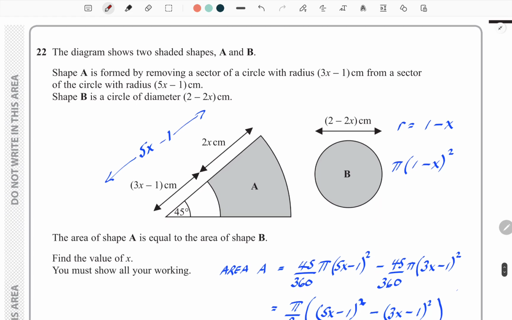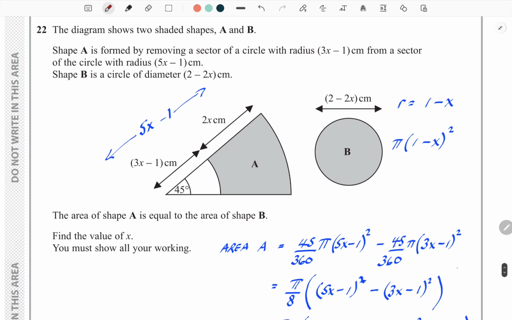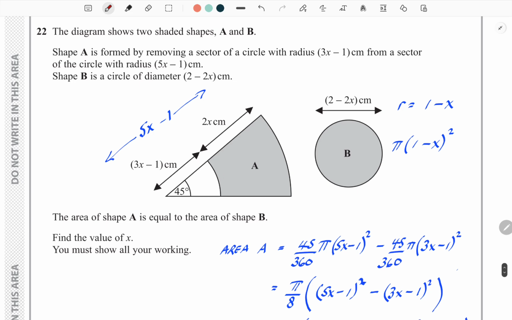All right, I'm going to speed this up a little now, try and get this paper done quickly. It's a more complex paper than usual, this one. Okay, you've got two shapes. One is a sector, and one is a simple circle. And they've given the radii of the sectors here, and they've told you that the total radius of the sector is 5x minus 1, and then the individual parts are given to us as well. All right, what are we going to do here?